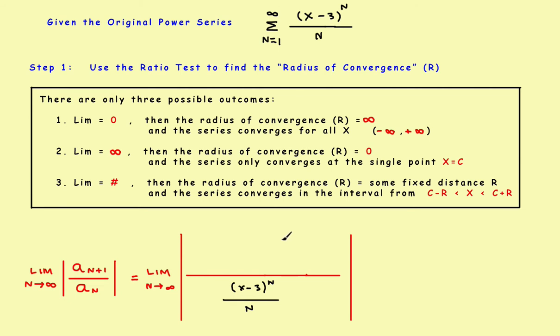Then in the numerator, write the same thing, but everywhere you've got an n, change it to an n plus 1. So this would be x minus 3, and in place of n, I'll put an n plus 1, divided by, and then put an n plus 1 right here.